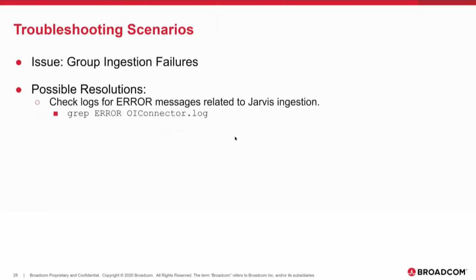If you see group ingestion failures, where you're not seeing the CAPM defined groups within OI, again, check the logs for errors related to Jarvis ingestion. Groups are typically stored in Jarvis as well as TAS. And so, again, grepping for error in the OI connector log is probably your best friend here.